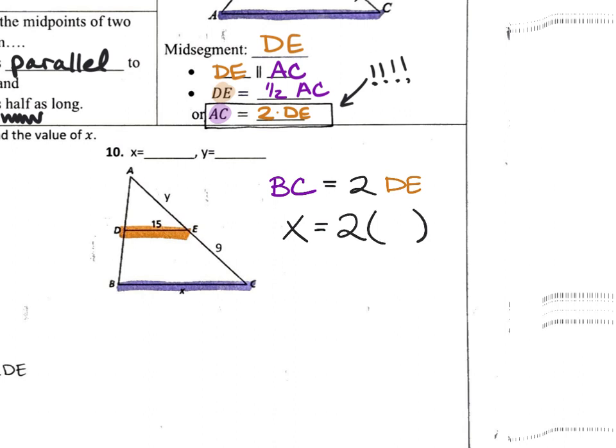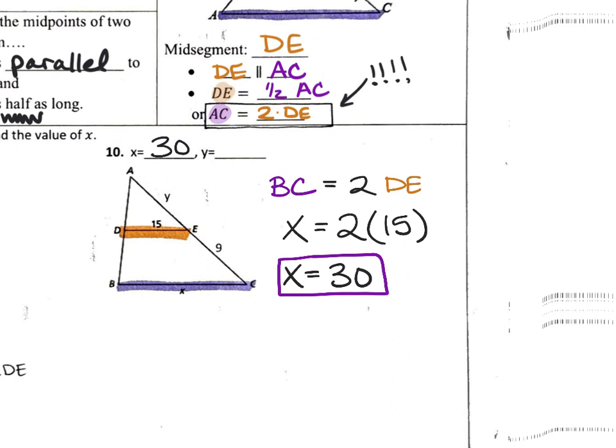What is DE? What is DE labeled as? 15. Oh, snap, I don't even have to solve anything. I'm just evaluating. What is 2 times 15? 30. So X is equal to 30, which is also, coincidentally, the length of BC. Double the midsegment. 15 times 2 is 30.